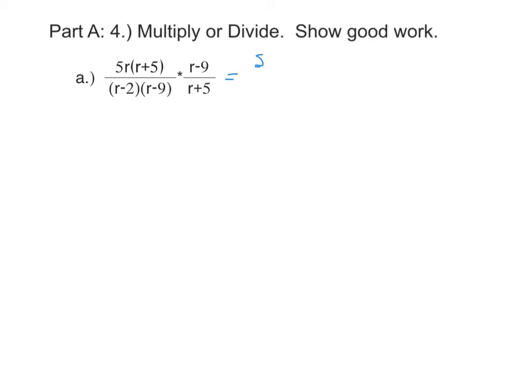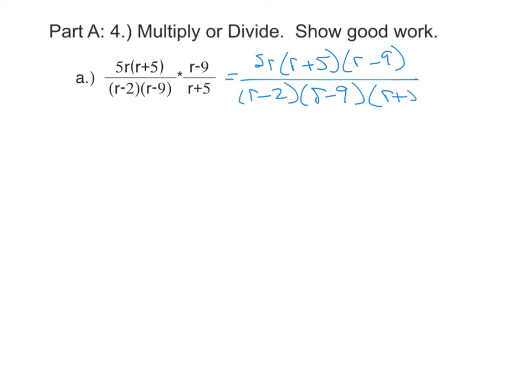And without actually distributing anything, I'll have 5r times r plus 5 times r minus 9. And same thing in the denominator. We multiply the numerator straight across and we multiply the denominator straight across. So we'll have r minus 2 times r minus 9 and r plus 5.